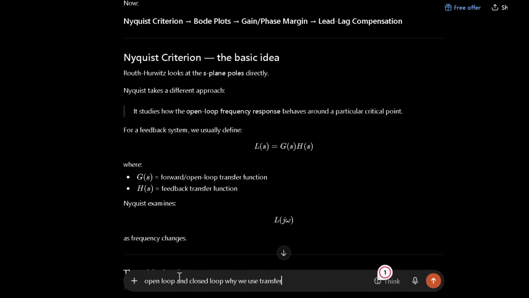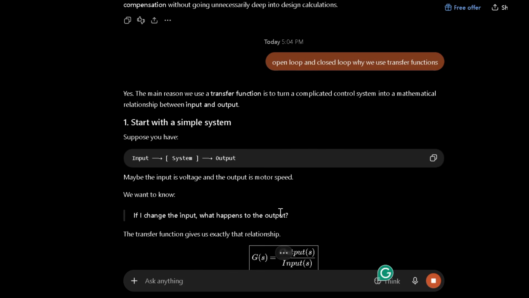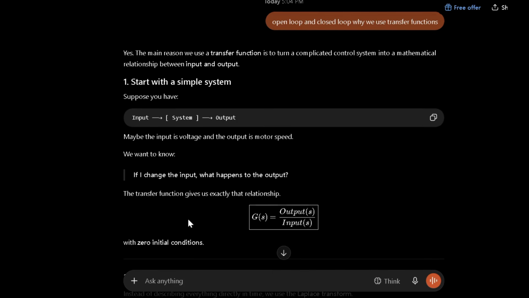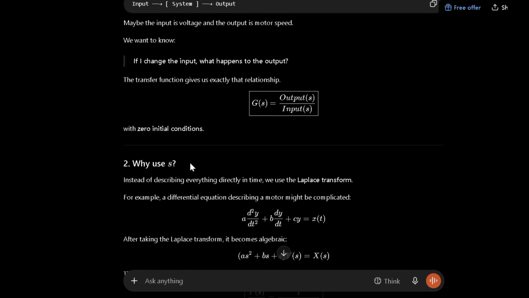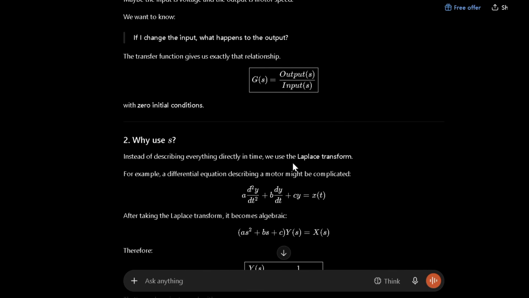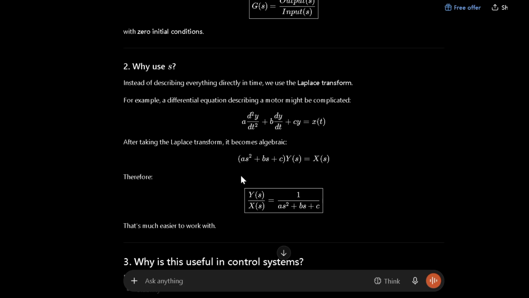It tells the system's ability to transfer the input to the output. It tells about the gain, the output by input ratio. The transfer function gives us exactly the relation of output by input with zero initial conditions. Why use this? Instead of describing everything directly in time, we use the Laplace transform, which is much easier to work with.